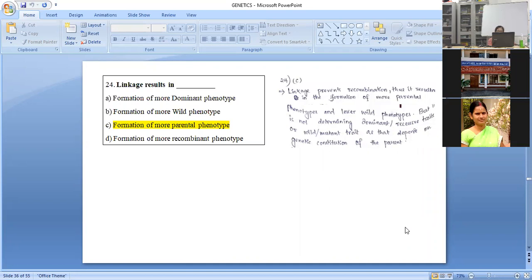So linkage will always result in formation of more parental phenotypes. If the linked genes are carried together, then whatever parental phenotype we have will be sustained. And the percentage of recombinants will be much less.